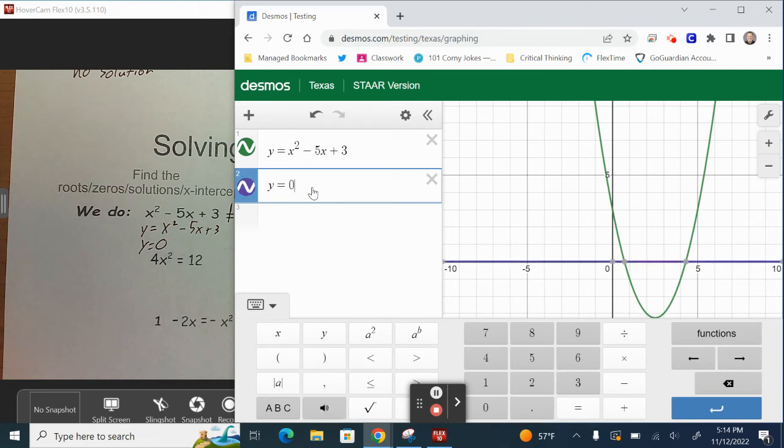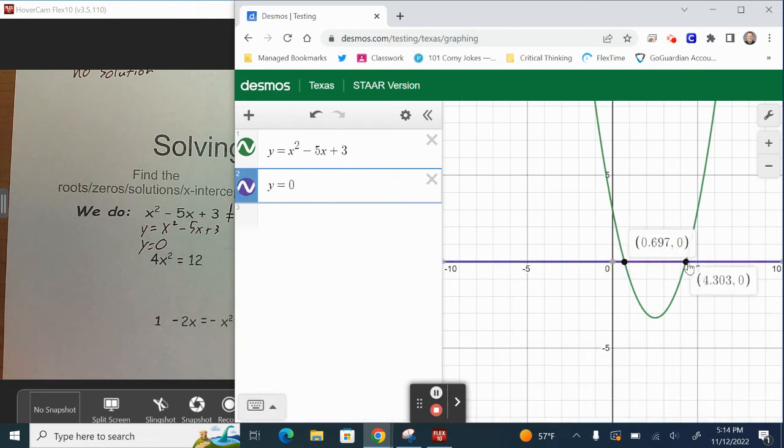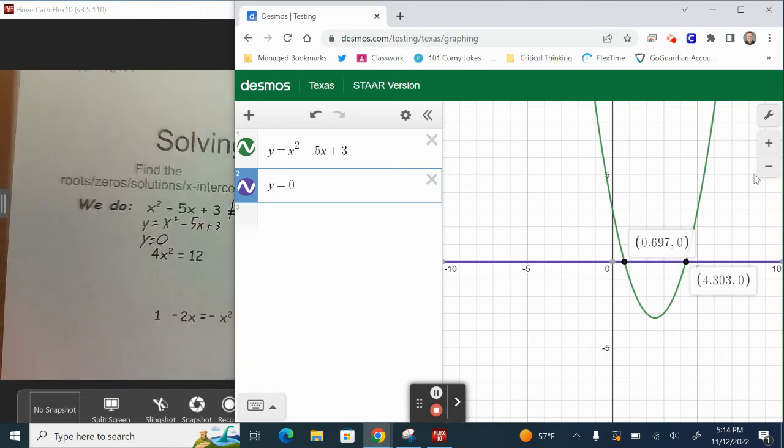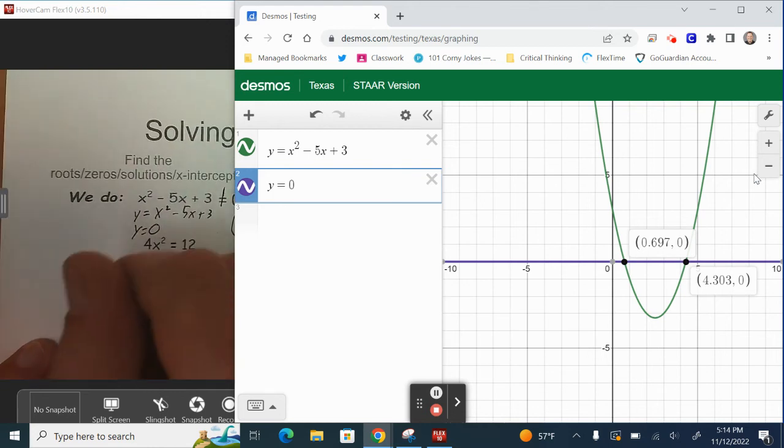I'll put the y equals 0. That gives us our second line. I want where the purple crosses the green. Well, on this one, it happens twice. So we have two solutions. So I'm going to put them both. X equals 0.697 and 4.303. So on this one, it happened to be both of them. Let's go to the next one.